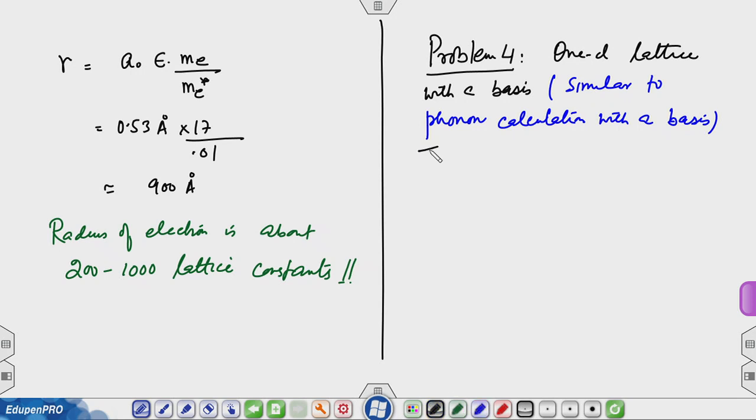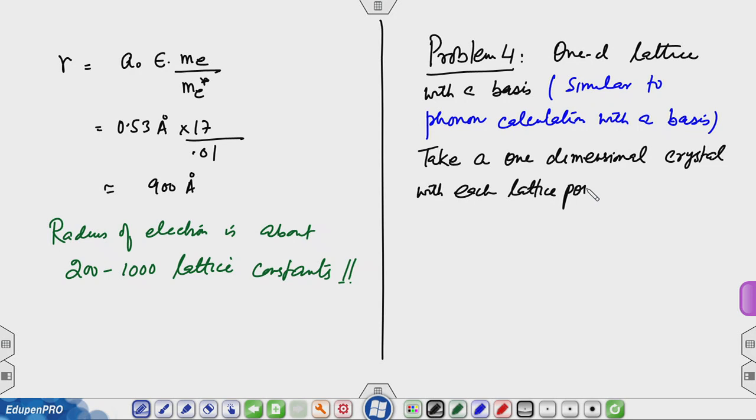Take a one dimensional crystal with each lattice point containing a basis of two atoms, and I am taking them to be different, A and B. So, this is like this.